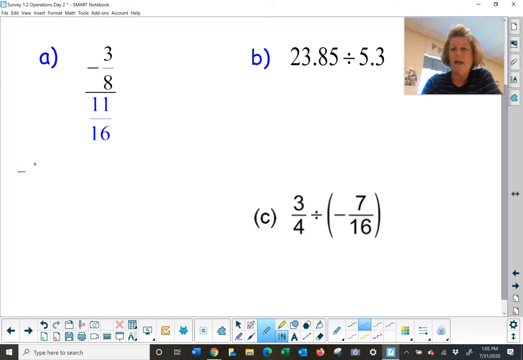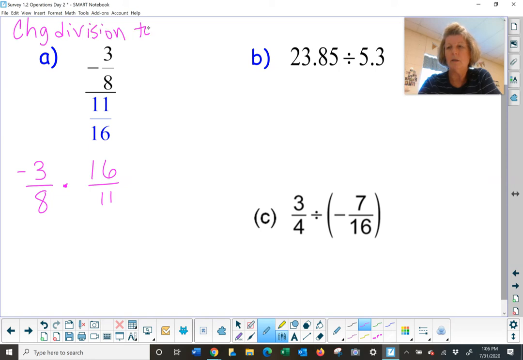So I'm going to take negative 3/8 and turn division into multiplication, 16/11. And when I do that, I have to multiply by the reciprocal. So change division to multiplication.